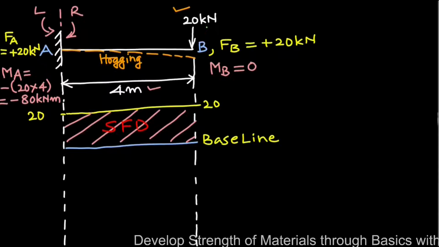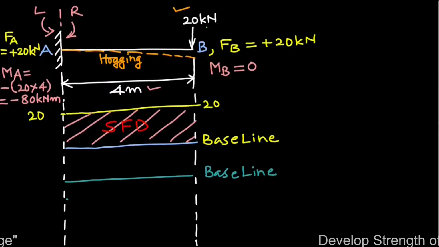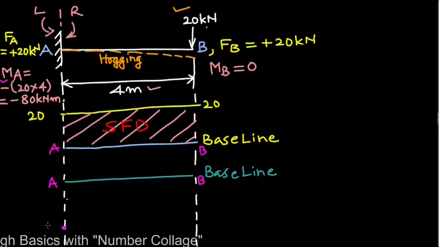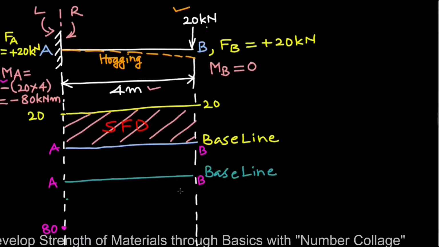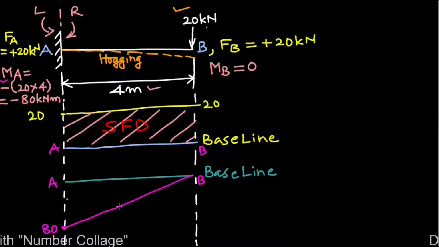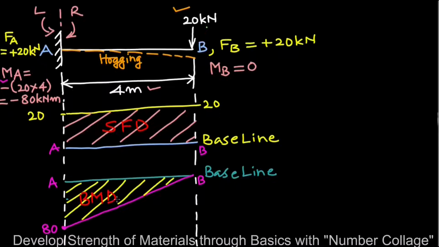For bending moment diagram, we will first draw baseline. The bending moment value being negative, we will mark bending moment at point A to be 80 kilonewton meter, and since the bending moment will go on reducing from maximum 80 kilonewton meter to 0, this will be the bending moment diagram.